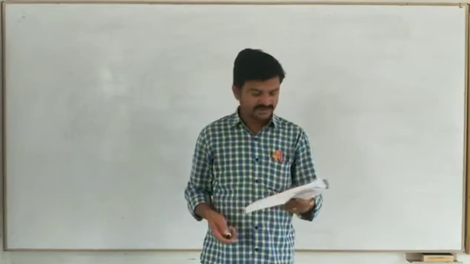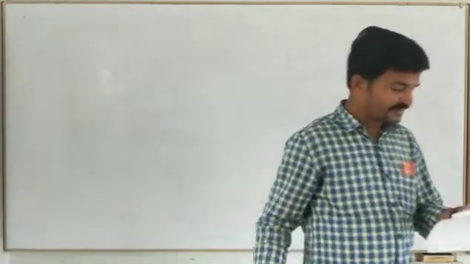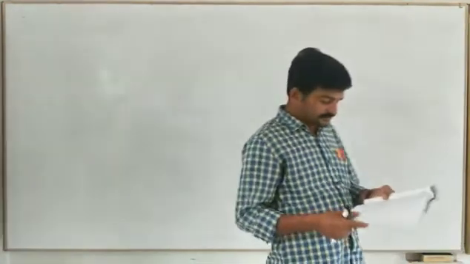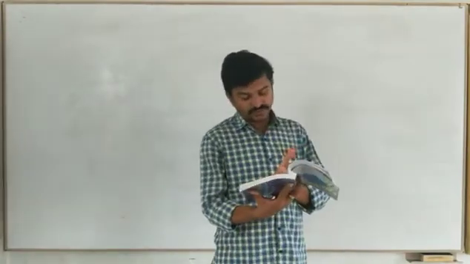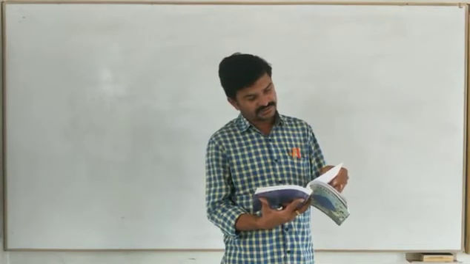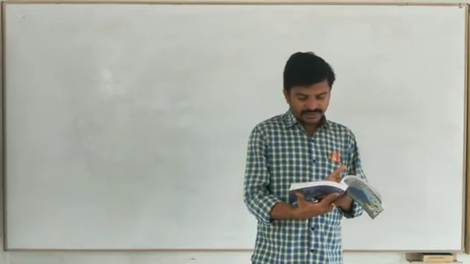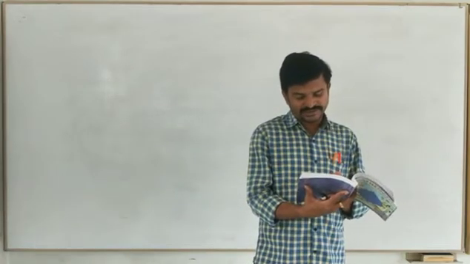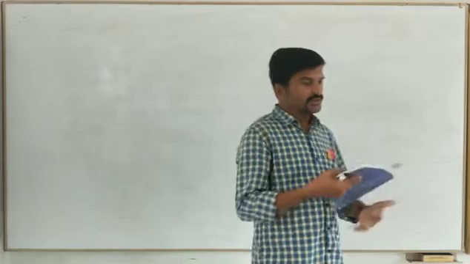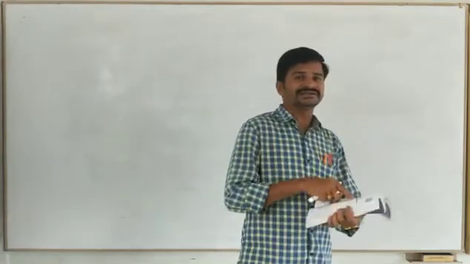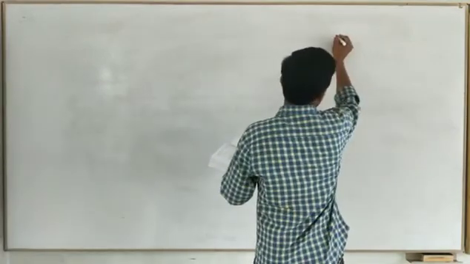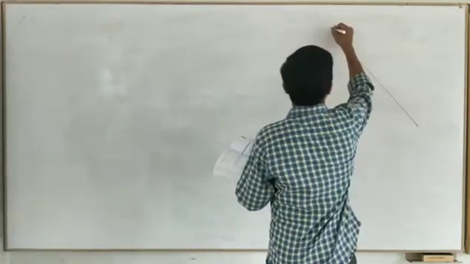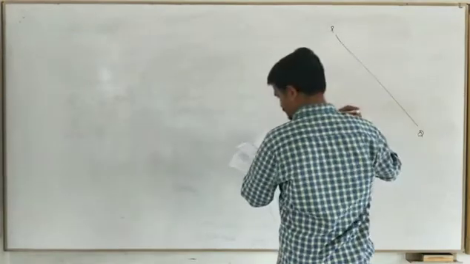Now coming to exercise 6.3, the fourth one. In figure 6.42, that diagram is given. PQ and RS intersect at a point T, so two line segments are intersecting at one point. What are the two line segments? PQ and RS.